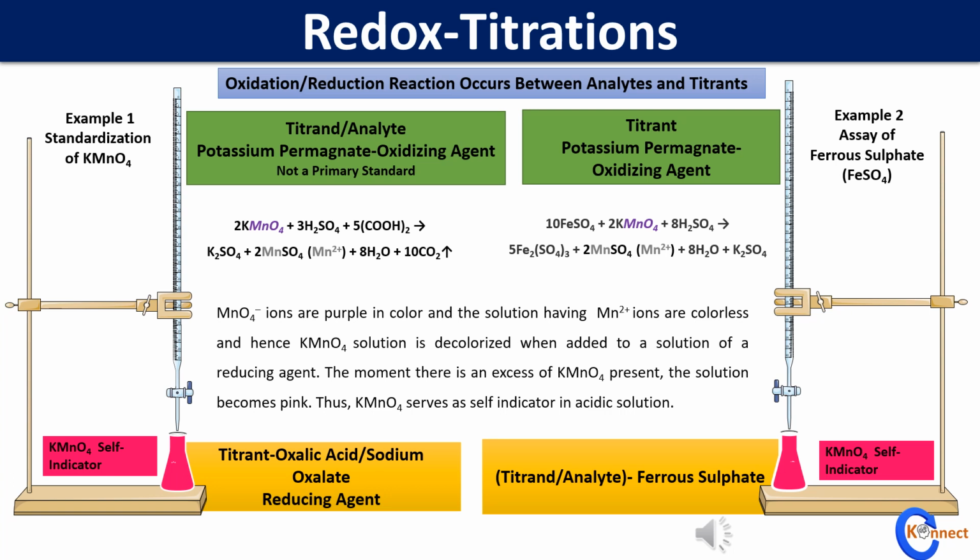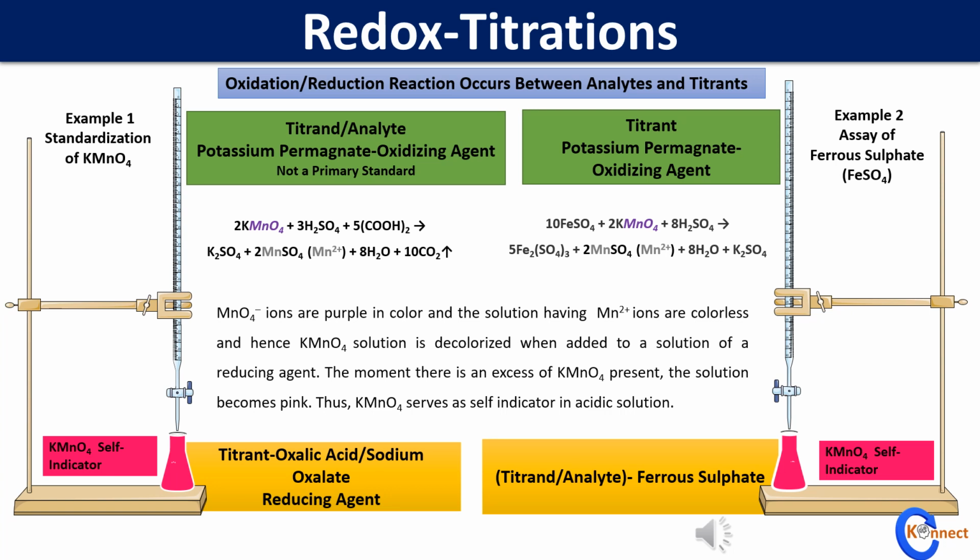Potassium permanganate oxidizes oxalic acid in presence of acid and it gets converted into manganese sulfate. In this reaction, MnO4 ions of potassium permanganate change to Mn+2 ions. Here, what happens? Potassium permanganate is of purple color due to MnO4. When it is added to acidic solution of oxalic acid, which is a reducing agent, permanganate solution decolorized to a colorless solution because MnO4 ions of potassium permanganate change to Mn+2 ions, which are colorless.